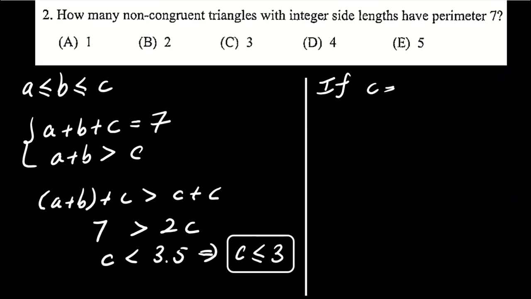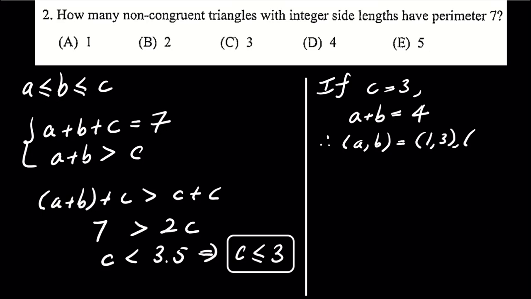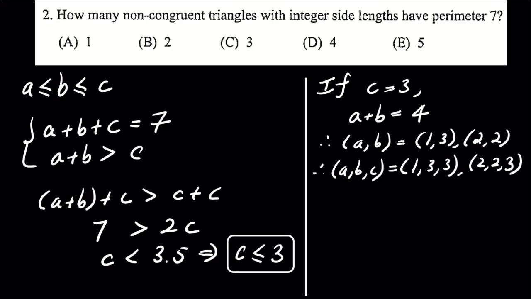If c is 3, then a plus b equals 4. The pair a and b can be either 1, 3 or 2, 2, leading to 2 triangles with side lengths 1, 3, 3 and 2, 2, 3.